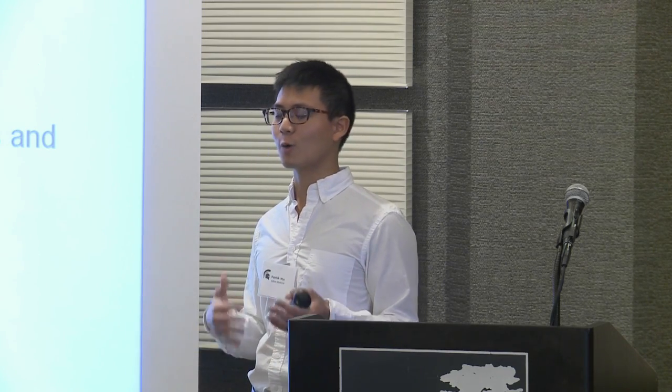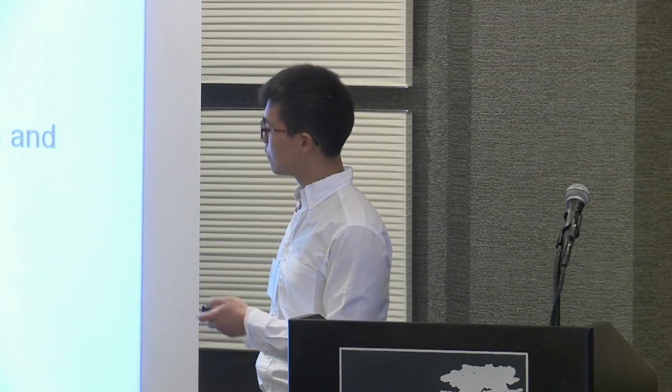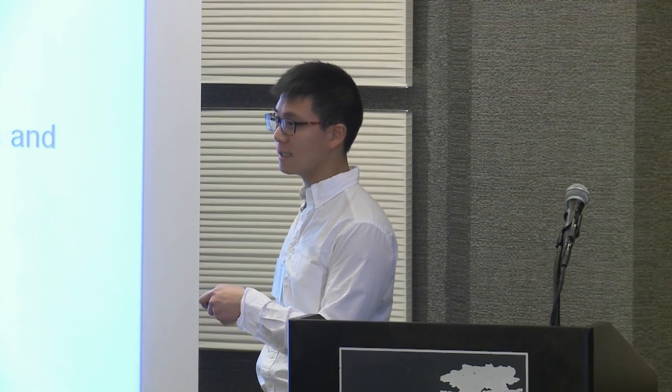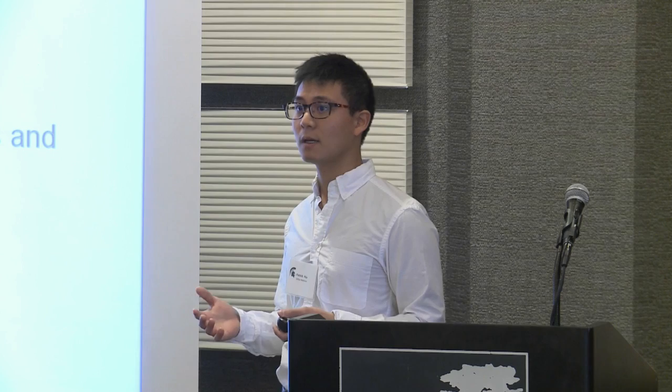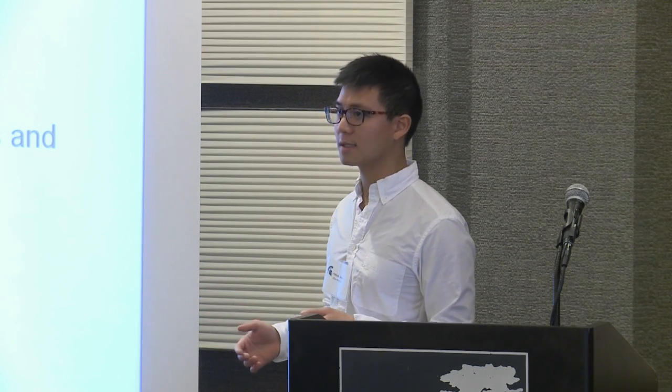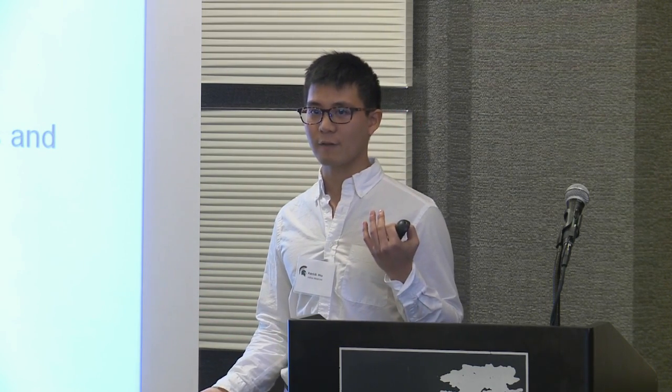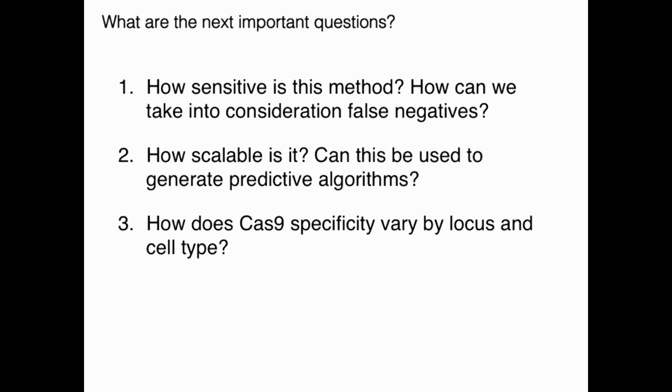This algorithm was trained on, I would say, lower order models of specificity, whereas you might imagine experiments like GUIDE-seq would give you much bigger and richer data sets to train these kinds of algorithms. The real question is, how many data points can I get very easily? Finally, how does Cas9 specificity vary by the locus and the cell type?